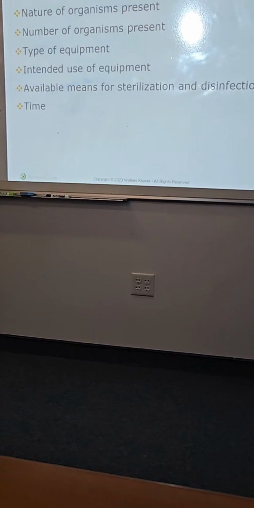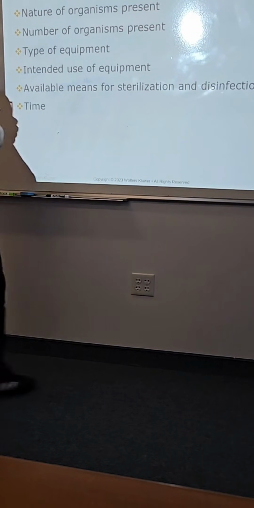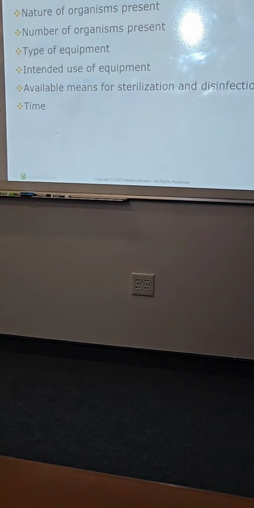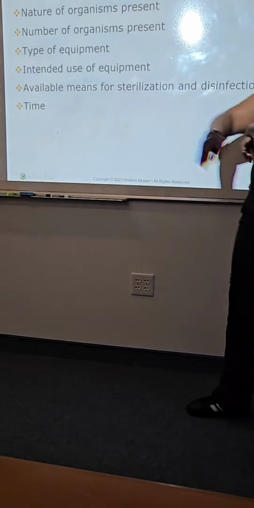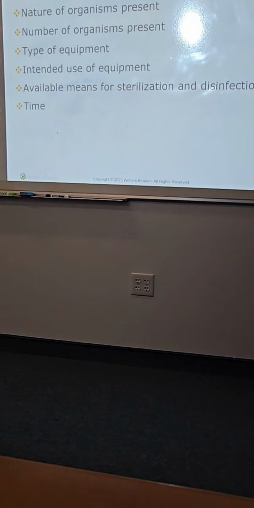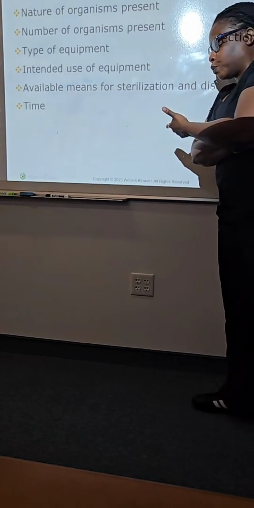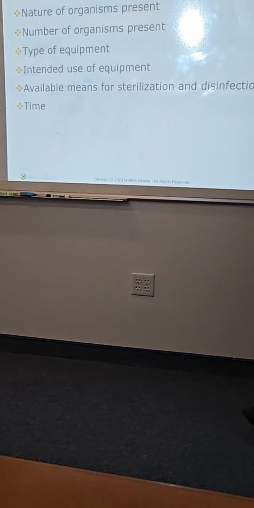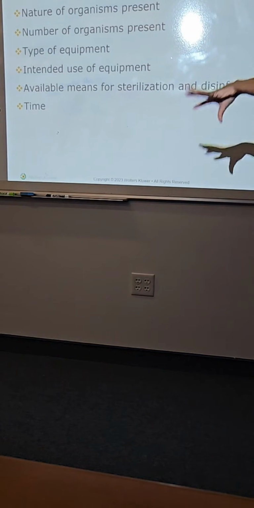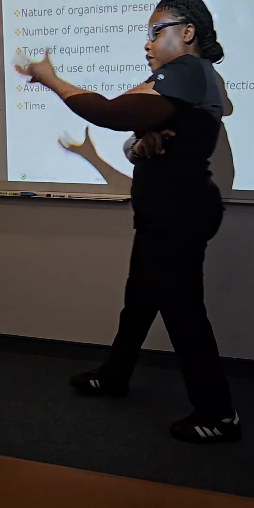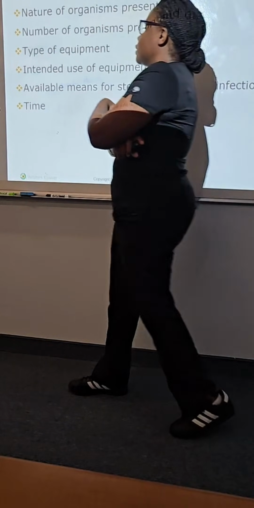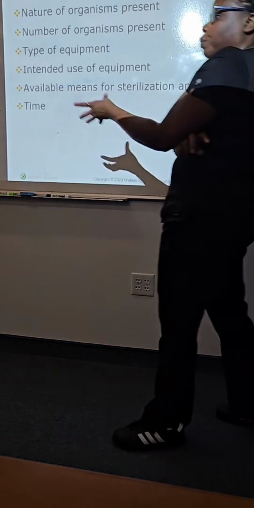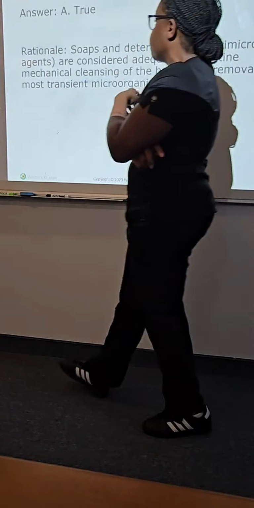Okay? Now, factors determining how we're going to sterilize equipment, for example, all depend on the number of organisms present. Again, this is determined based on the culture that is done: the nature and the number of organisms present, the type of equipment, what we are using this equipment for, what forms of sterilization and disinfection are available, and of course, the timing as well. These are all factors that determine how equipment is going to be sterilized, right?